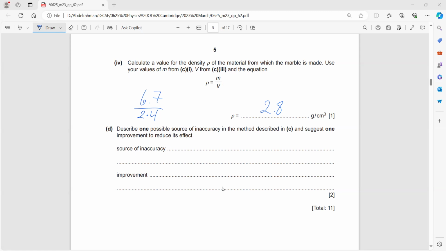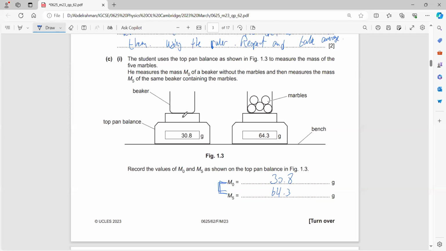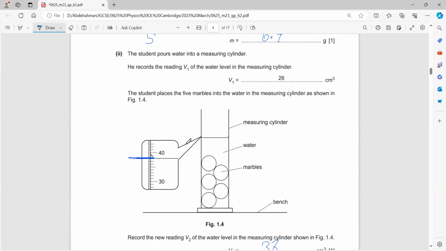One possible source of inaccuracy is what? Let me check. For example, maybe he did not take the reading perpendicularly in the measuring cylinder. For example, he might not have taken the reading from the bottom of the cylinder. Okay, that's one possible source of inaccuracy. Another possible source would be the measuring cylinder is too large, or too small. You have many sources of inaccuracy, but again, you just need to think of a logical one that could be suitable for the question.